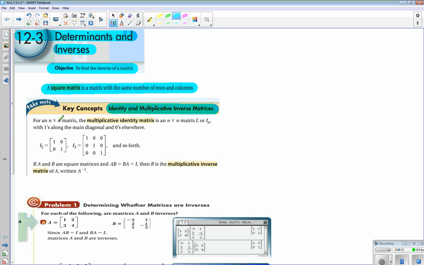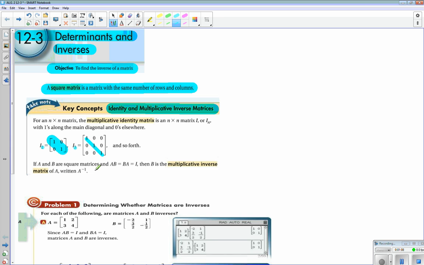For an n by n matrix, the multiplicative identity matrix is an n by n matrix, and it has ones along the main diagonal and zeros elsewhere. So for a 2 by 2 matrix, the identity matrix is 1, 0, 0, 1. For a 3 by 3 matrix, the identity matrix is 1, 0, 0, 0, 1, 0, and 0, 0, 1.